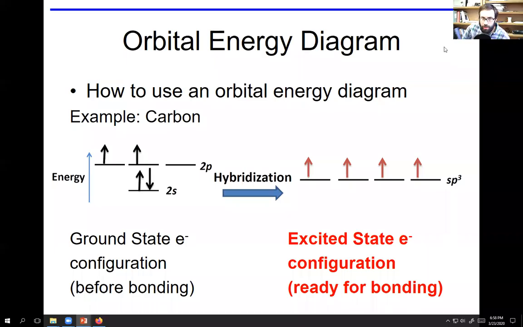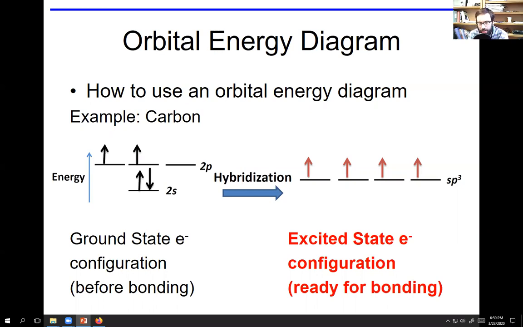All right, we're going to dive a little bit deeper in this video into valence bond theory, just to show you how this theory works with expanded octets that involve the d orbitals. And so you have these orbital energy diagrams here.